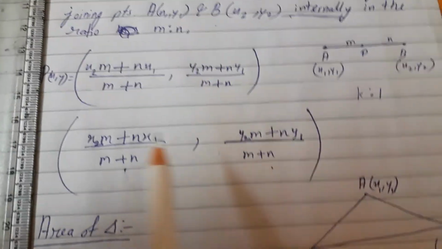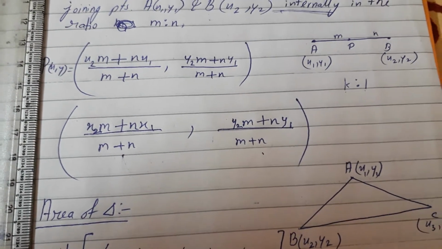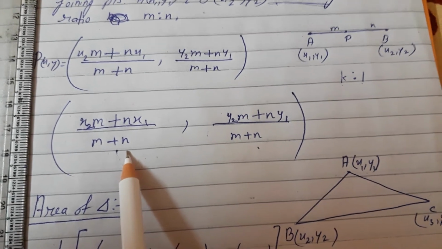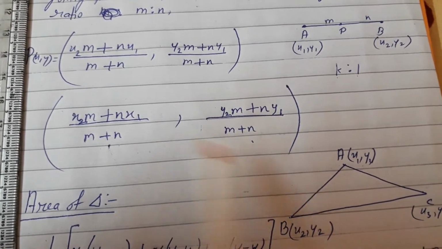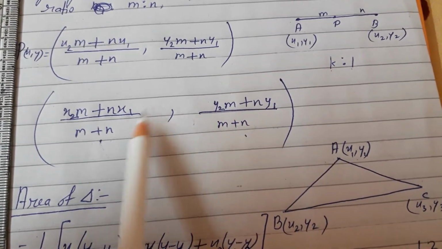See, here first you have to write the sum of the ratios, and then both in the numerator part and in the denominator part, you have to write the sum of the ratios, that is m plus n, m plus n. Then for the x coordinate x, for the y coordinate y, then 2, 1, 2, 1.